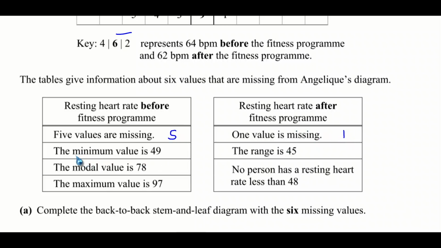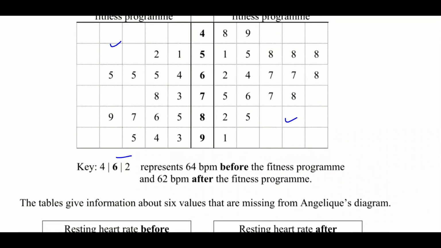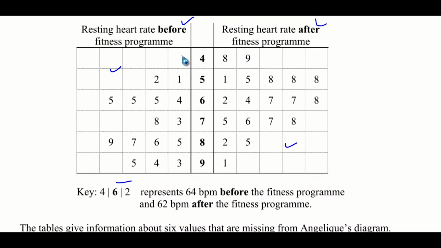The minimum value is 49 here. The modal value is 78. The maximum value is 97. So this information will guide us in getting the 5 missing numbers. Let's start with the first one. The minimum value is 49, so that means 9 should be here. That's the minimum value for this one, 49.